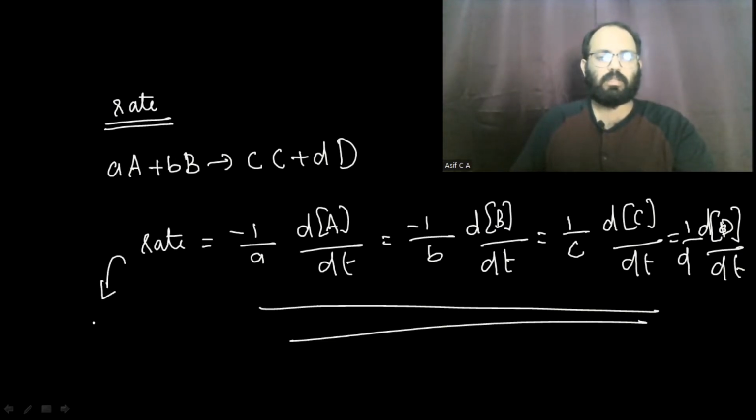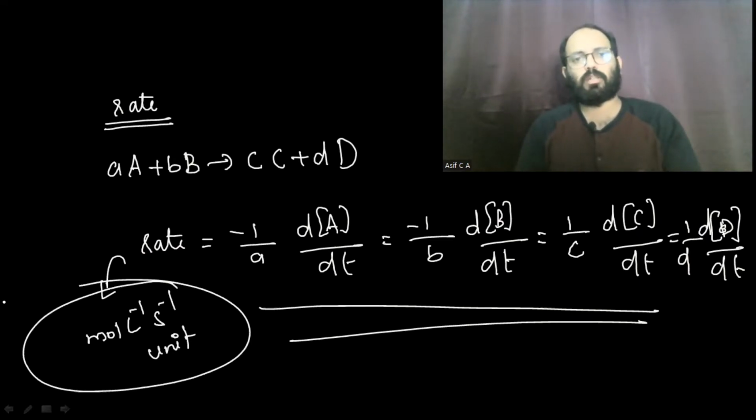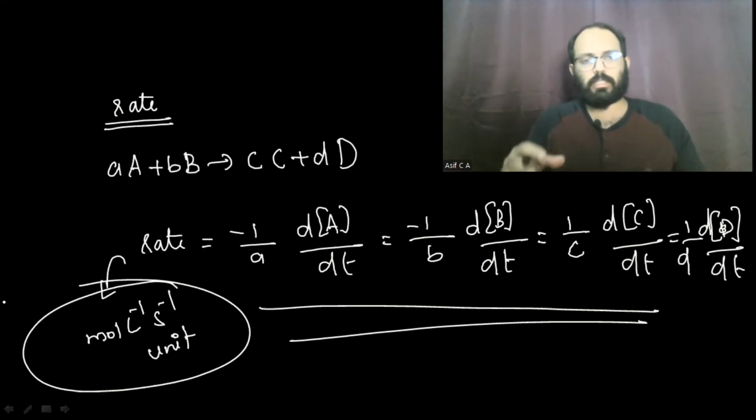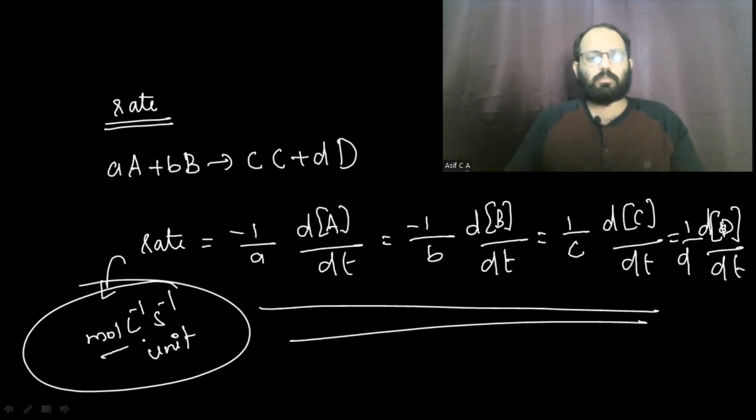Rate has the unit mole per liter per second, that is mole liter inverse second inverse. Rate is change in concentration with respect to time. That is what the rate of reaction is. So the unit is mole liter inverse second inverse.